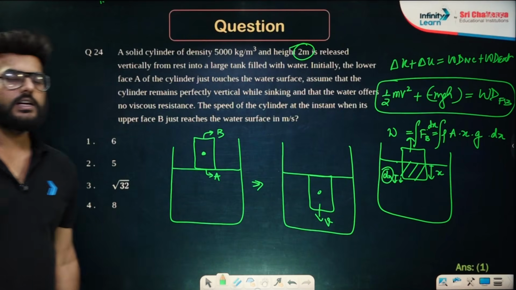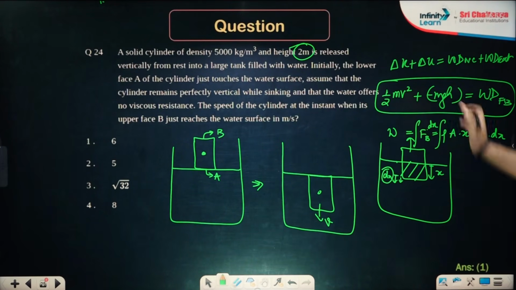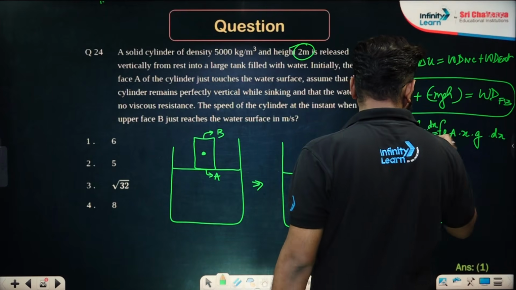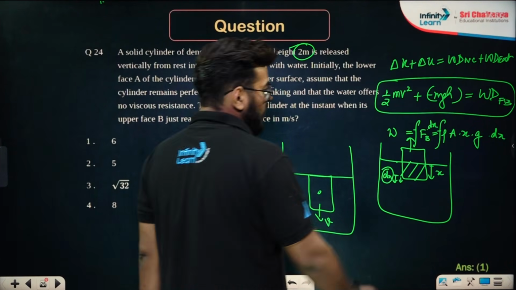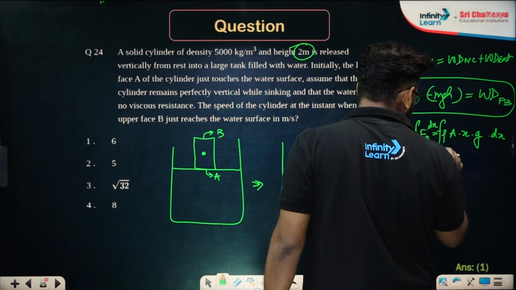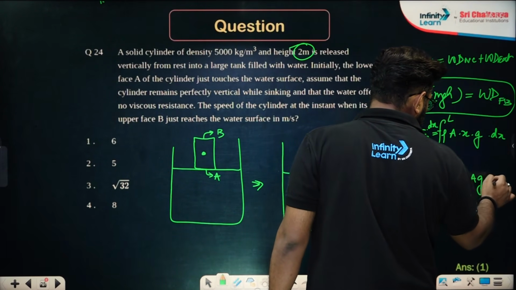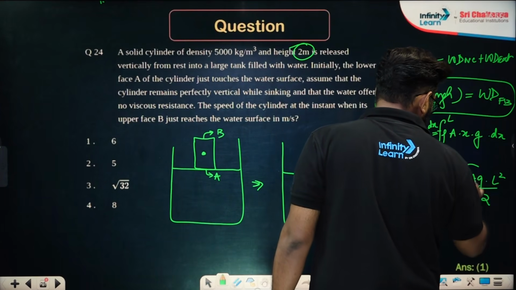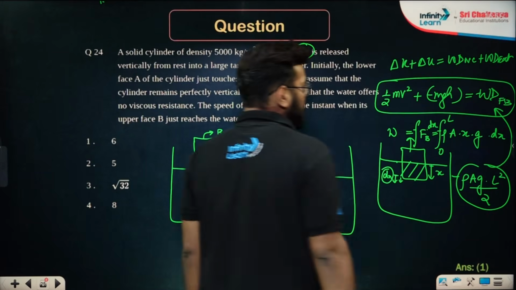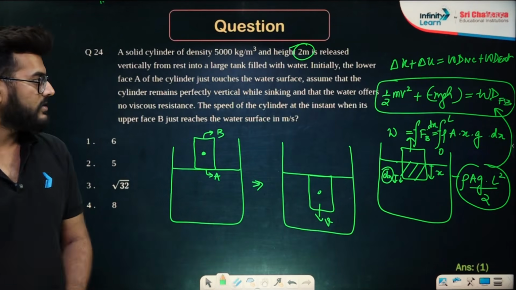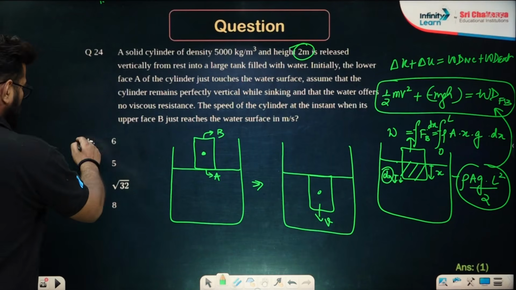Work done by buoyant force will be negative. Will it be negative? Yes sir, it will be negative. Why? Because force is upward and it is going downward, so you should add a negative sign. Now rho Ag will come out, and x dx is integrated from 0 to L length. When you integrate it, you will get rho Ag into L square by 2. This is the work done. Now when you keep it over here with the negative sign, you will finally get your answer: mgh minus rho Ag L square by 2, option number 1.